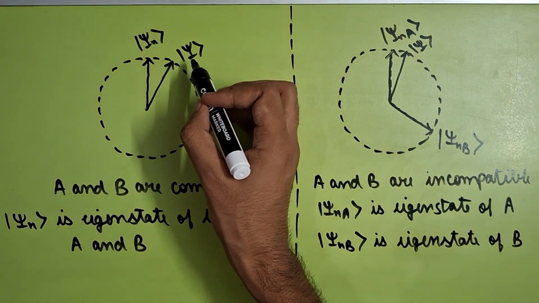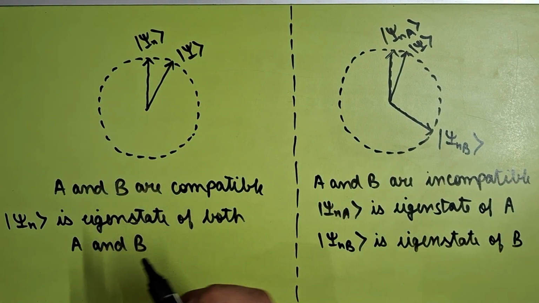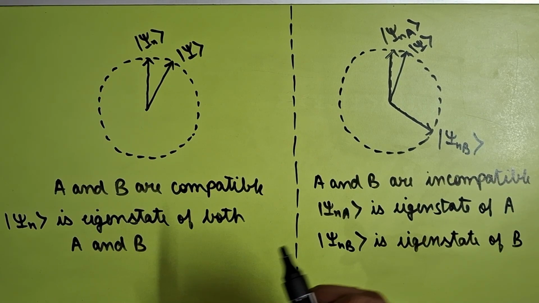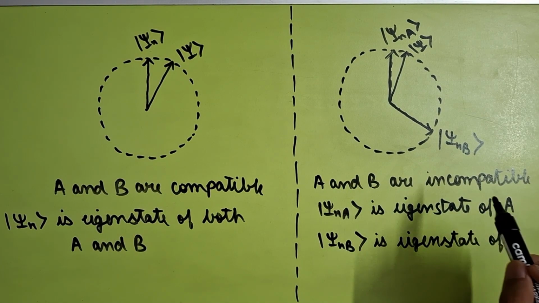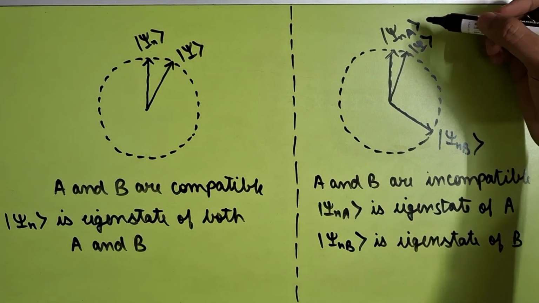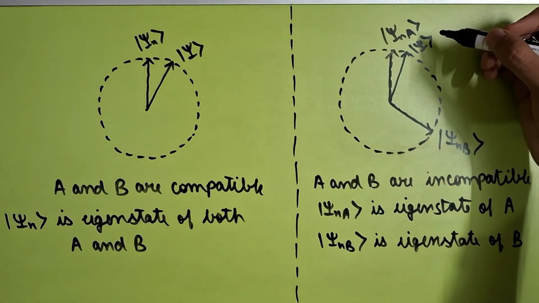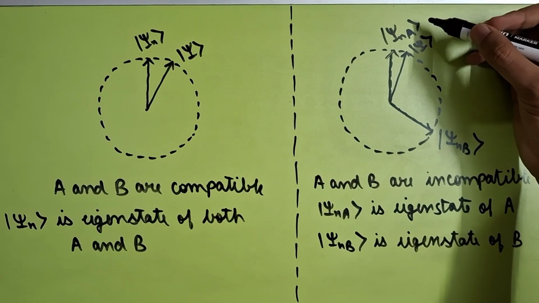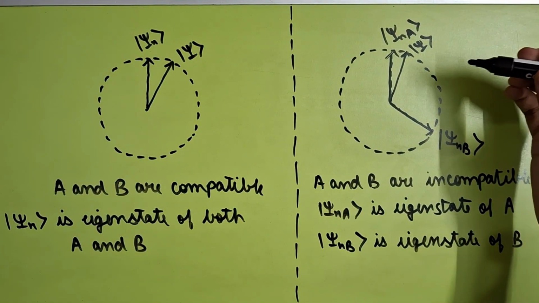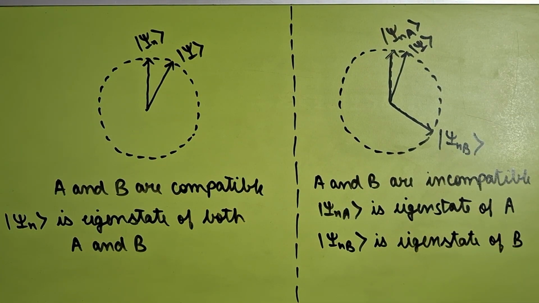Then if the state of the system psi gets closer and closer to psi n, in that case the uncertainty in both A and B will drive to 0, that is delta A and delta B will simultaneously drive to 0. However, in case A and B are incompatible observables, then they won't have common eigenstates. So suppose psi n A is an eigenstate of A and psi n B is an eigenstate of B. In that case, if the state psi gets closer and closer to psi n A, it would get farther from psi n B, which means that if the uncertainty in A goes to 0, then there will be some uncertainty in B and vice versa. This is basically the uncertainty principle.